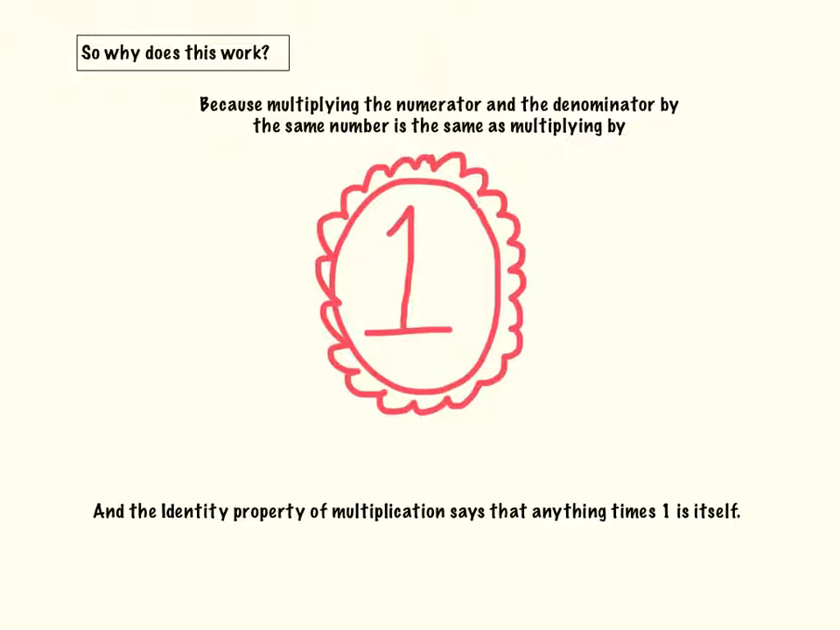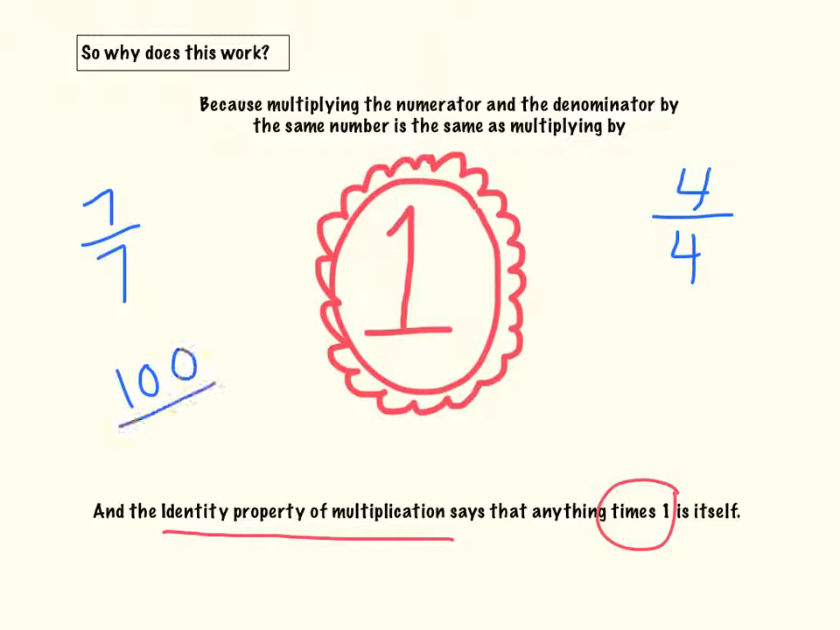And then, of course, the big question is, why does this work? Why can we multiply the numerator and the denominator by the same number? Well, it's because it's really the same as multiplying by 1. And we know that the identity property of multiplication tells us that anything times 1 is just itself. So we could effectively use 7/7 as 1, or we could use 4/4 as 1, or we could use 100/100ths, or 28/28ths. It doesn't matter which fraction we use as 1. All of these are names for 1, and therefore we'll end up with the same fraction when we are done.